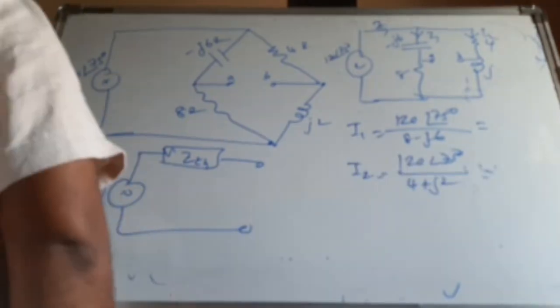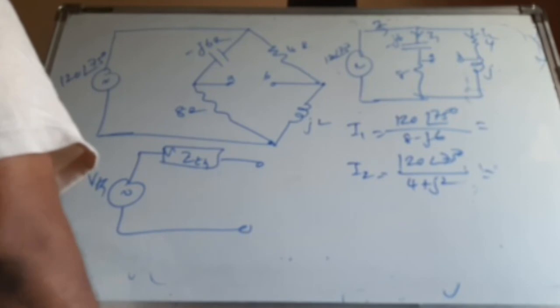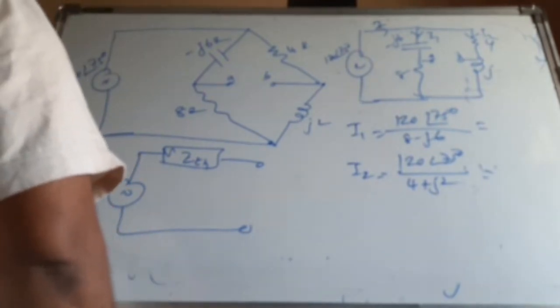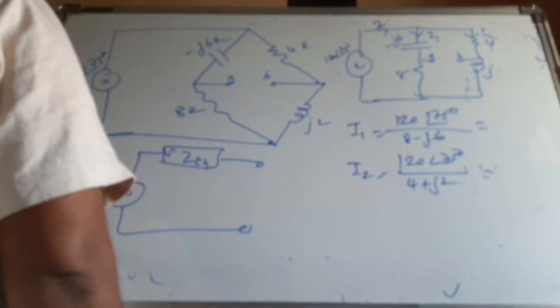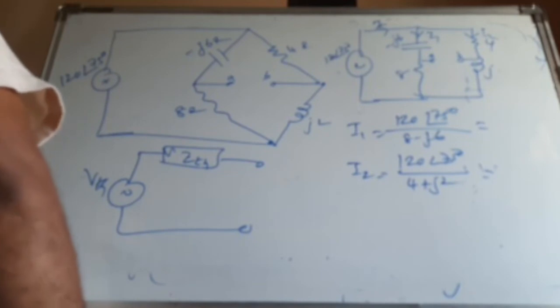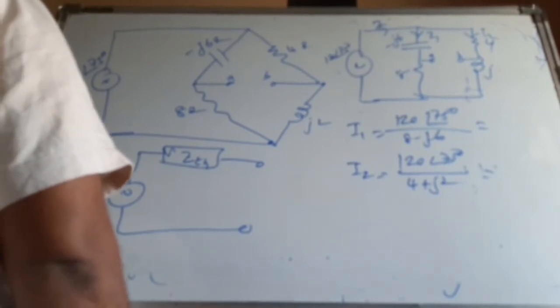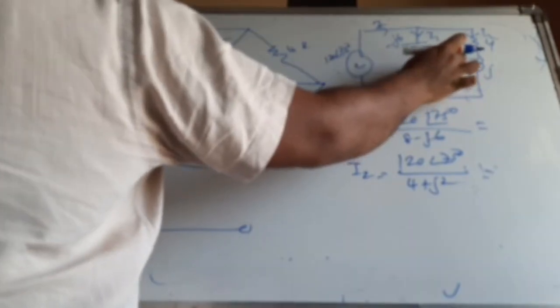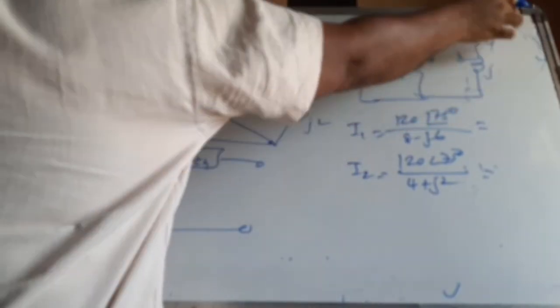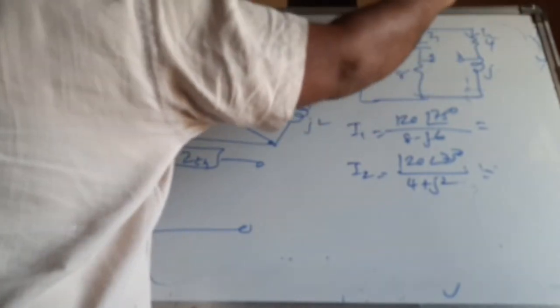So you have to solve it for I1 and I2. Once I1 and I2 are found, you can apply Kirchhoff's voltage law for the loops here. Start with this loop. If you take this loop, you can apply Kirchhoff's voltage law in this loop.